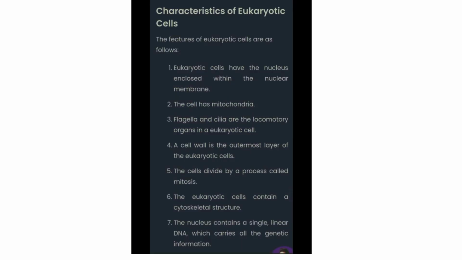Characteristics of eukaryotic cells. Eukaryotic cells have a nucleus enclosed within a nuclear membrane. The cell has mitochondria. Flagella and cilia are locomotor organs in eukaryotic cells. The cell wall is the outermost layer of eukaryotic cells. The cells divide by a process called mitosis. Eukaryotic cells contain cytoskeletal structures. The nucleus contains a single linear DNA which carries all the genetic information.